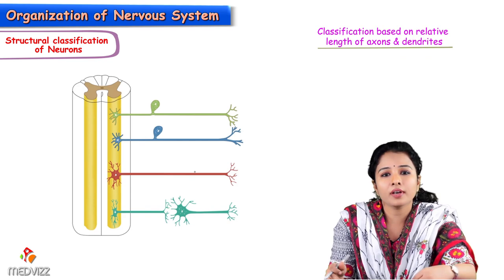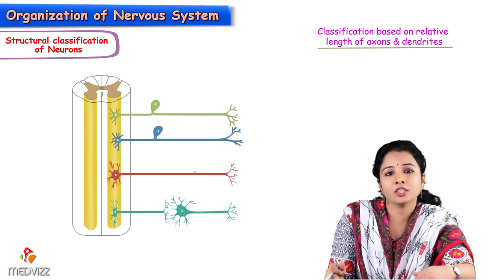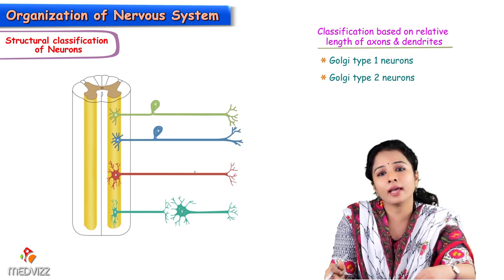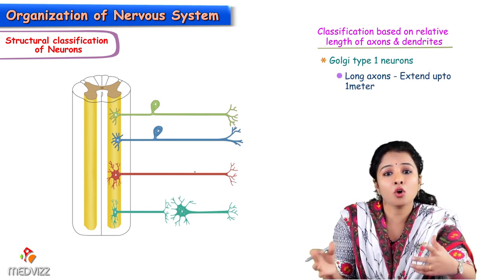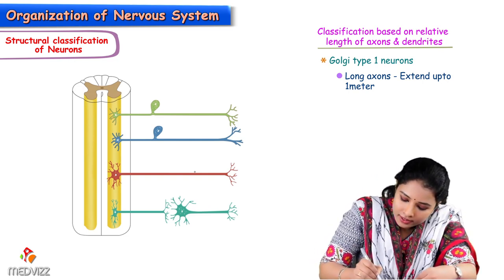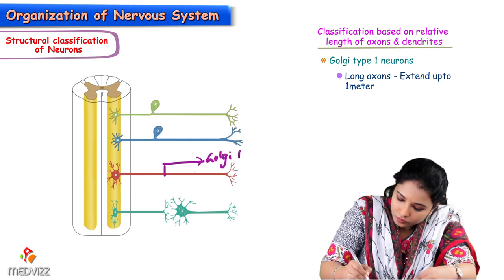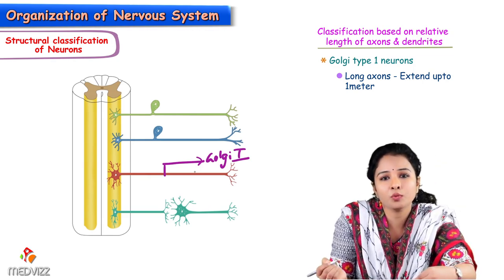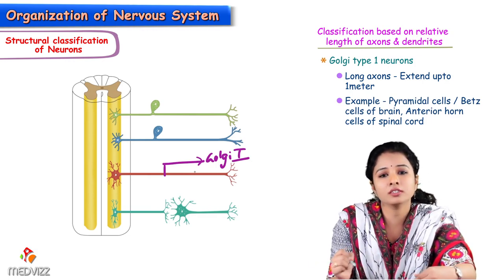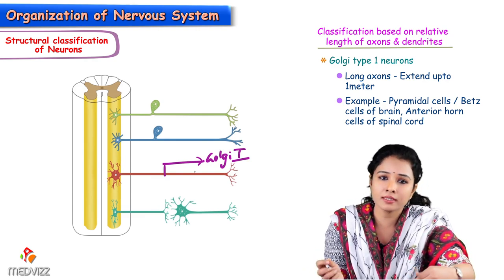Now let us classify the neurons based upon the relative length of axons and dendrites. Based on the length, there are two varieties, Golgi type 1 and Golgi type 2 neurons. Golgi type 1 nerve cells have long axons which may extend up to 1 meter in length. Examples are pyramidal cells, Betz cells, or anterior horn cells arising from the spinal cord. Pyramidal cells and Betz cells are present in the cerebrum.